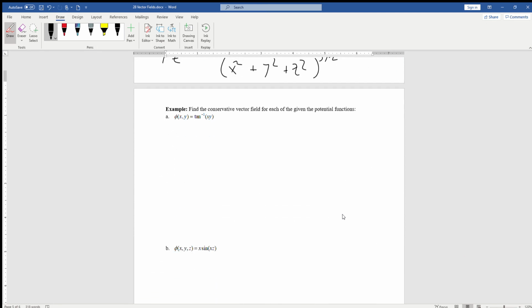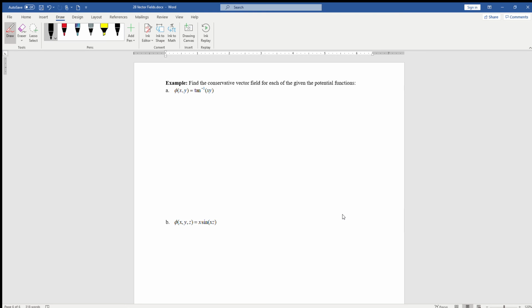If I give you the potential function, then it's very easy to find the conservative vector field. All we're going to do is find phi of x. In this case, the derivative of arctangent is 1 over 1 plus x squared, so it's going to be 1 over 1 plus (xy) squared. But then we multiply that by the derivative of the inside with respect to x, which in this case, xy, is going to be y.